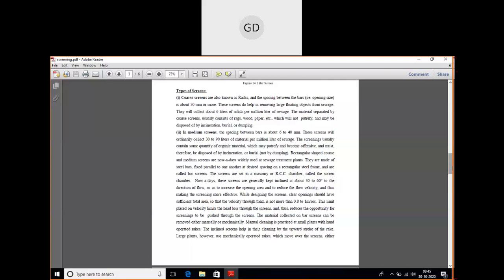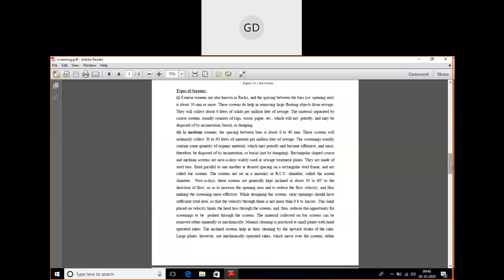Okay, so these screens will collect 30 to 90 liters of material per million liters of sewage. Here, 30 to 90. Note all these things down in your copy later, these important lines. No need to write everything that is given in this material. Just point out some important lines and write them in your copy.